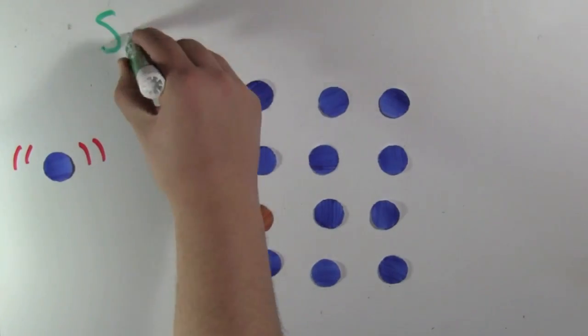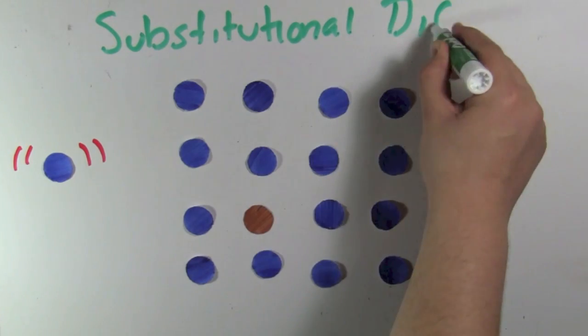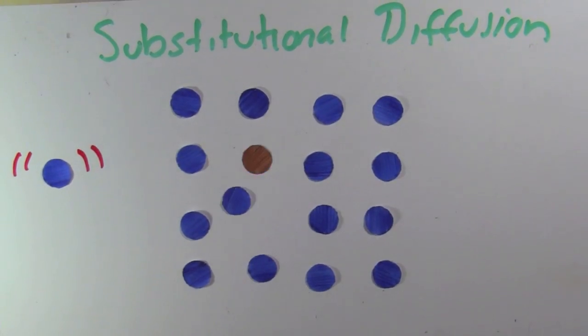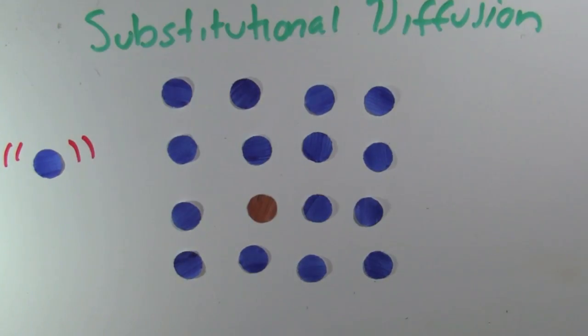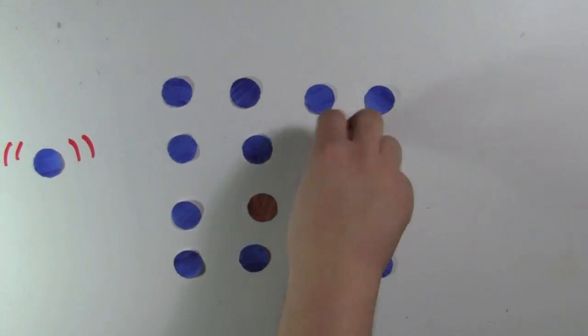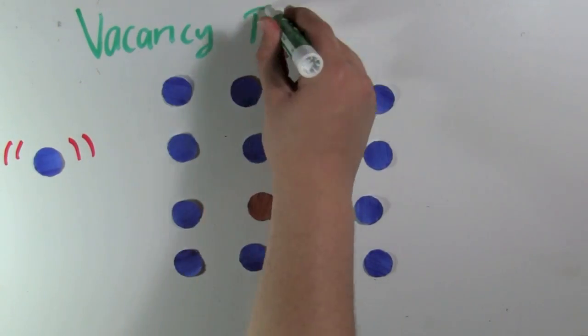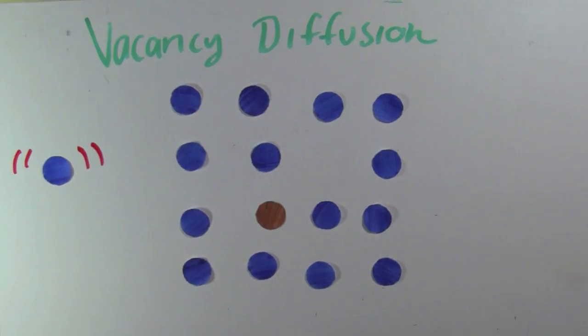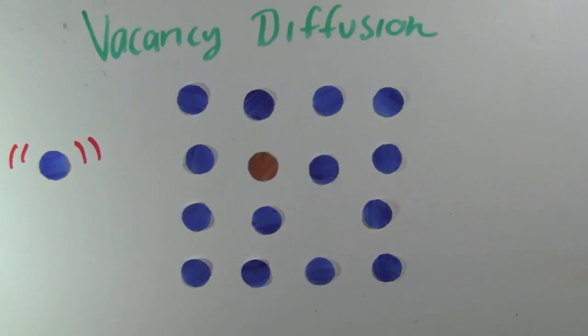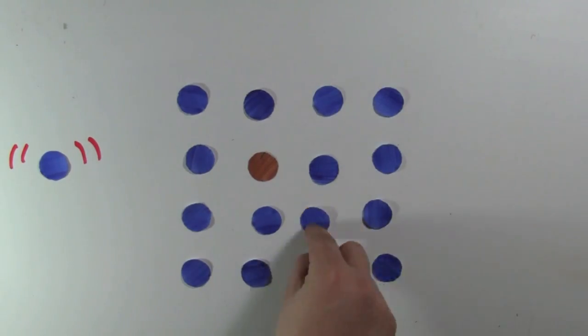Substitutional diffusion occurs when substitutional impurities exchange places with host atoms. They will diffuse from regions of high concentrations to regions of lower concentrations. Vacancy diffusion occurs when a host atom or substitutional atom moves to an adjacent vacancy. The vacancy diffusion occurs in the opposite direction of atomic movement.